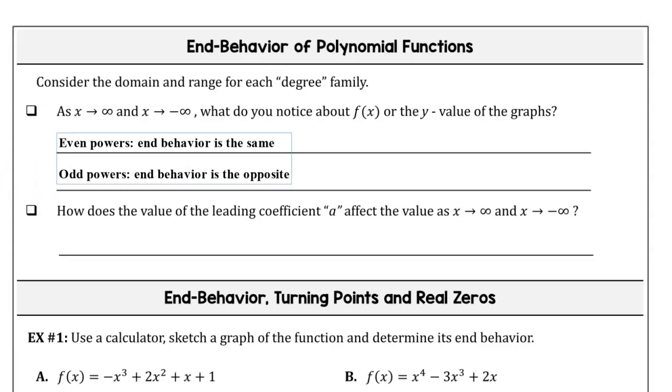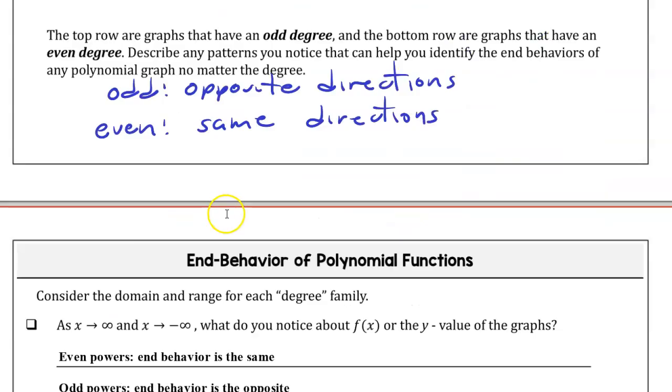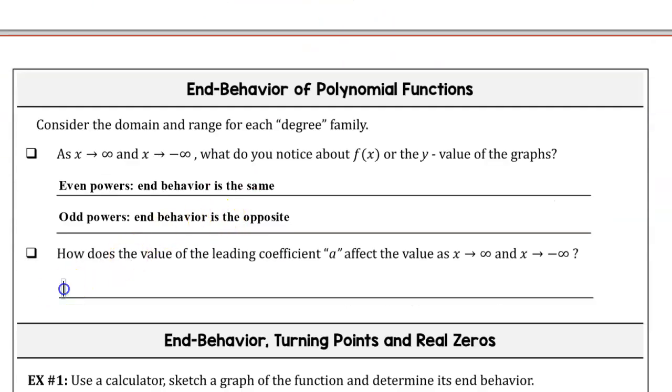It says, how does the value of the leading coefficient A affect the answer? If A is positive, even powers are both up, but with negative, they're both down. Odd powers: the graph has a left side that goes down and a right side that goes up. But if we make it negative x to the third, the left side will be positive infinity, and the right side is going to be going down. I'm just describing these 4 graphs right now, putting that sentiment into words.